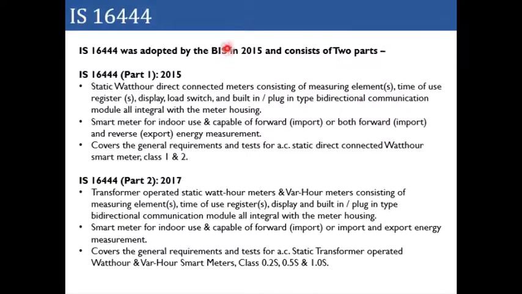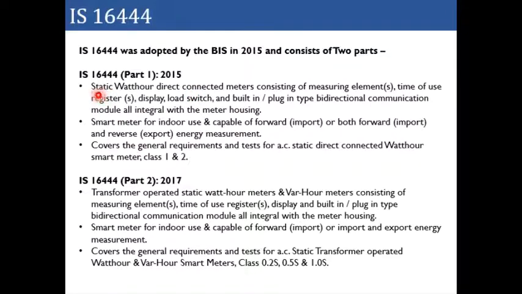Now let's talk about certain standards for smart meters. First is IS 16444. IS 16444 was adopted by the Bureau of Indian Standards in 2015, and it consists of two parts. The first part is IS 16444 Part 1, which was released in 2015. It is also called the standard for whole current meters. That means these are specifically designed for low power consumption loads.